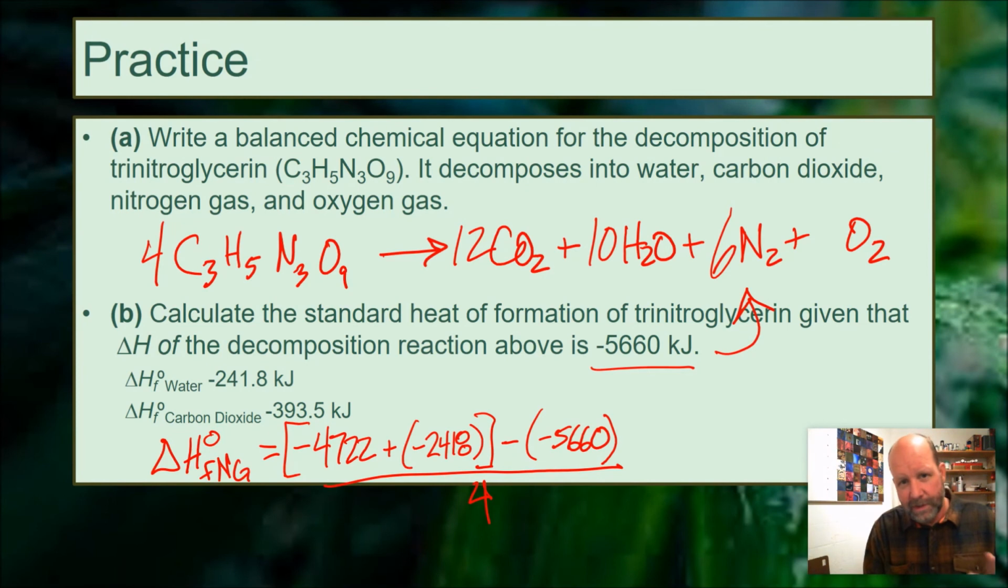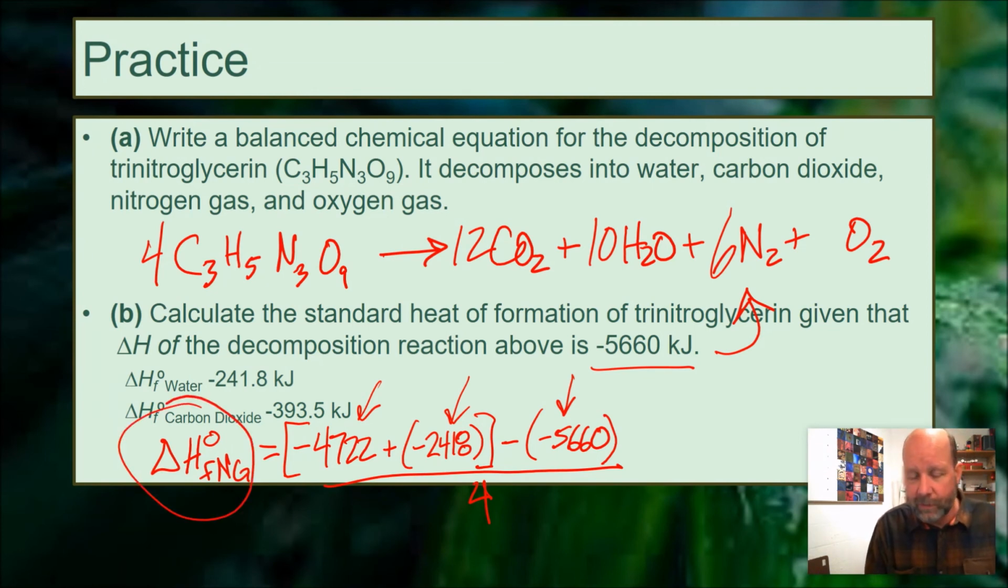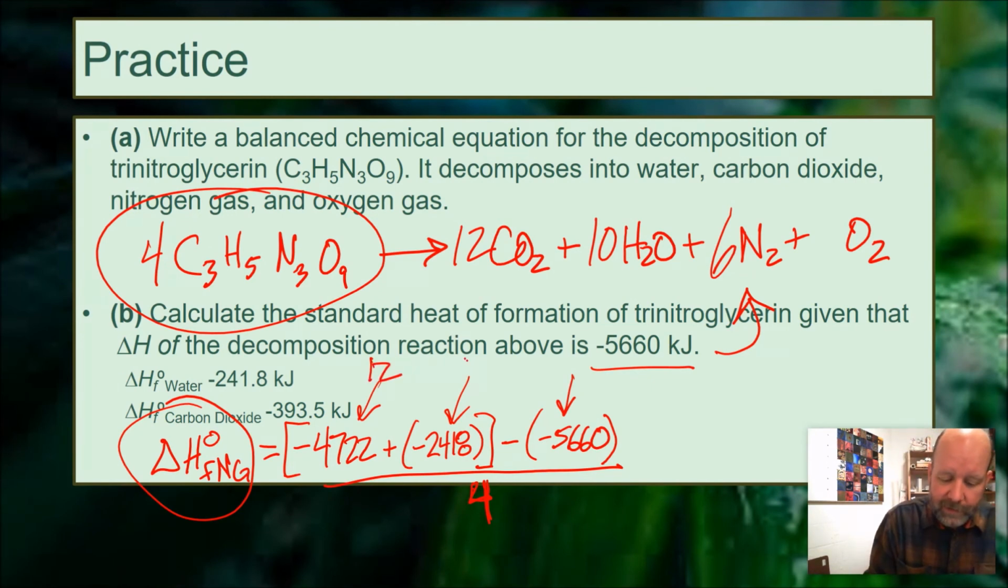So I've done some rearranging and a little bit of simplification, but there's my CO2, there's my water. Remember, the nitrogen and the oxygen are zeros, so nothing there. This is my heat of reaction, and that's got it all set up to solve for the standard heat of formation of that nitroglycerin. I'm dividing by 4 down here because remember, that was 4 of the trinitroglycerin that gave us that 5660. It's also what gave us 12 of these and 10 of these, right? The CO2 and the water. So that'll get us the standard heat of formation of a single mole of the trinitroglycerin. And that should be negative 370 kilojoules per mole.